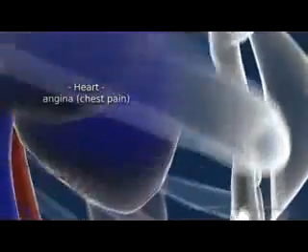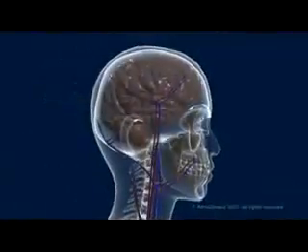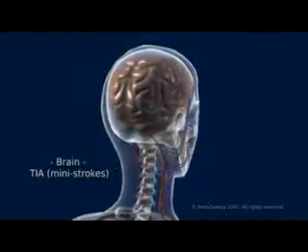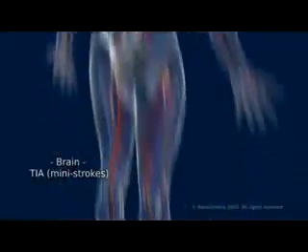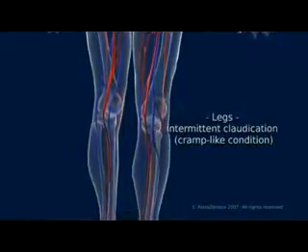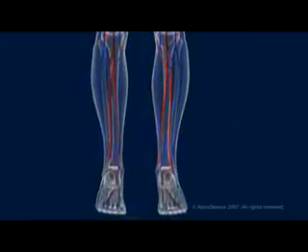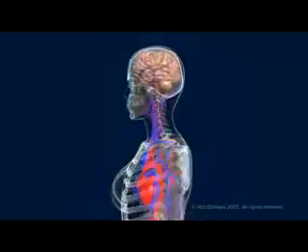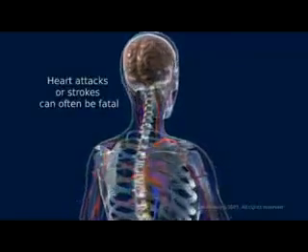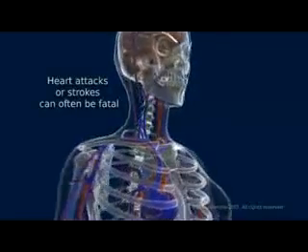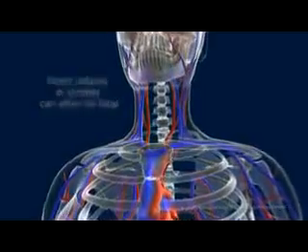But some people can have no symptoms even with extensive atherosclerosis and are at risk from sudden death. The symptoms depend on the site of the affected artery. In the heart, it can manifest as chest pains, angina. In the brain, as a type of mini-stroke called transient ischemic attacks. And to the legs as a cramp-like condition called intermittent claudication, which can result in amputation of the limb.